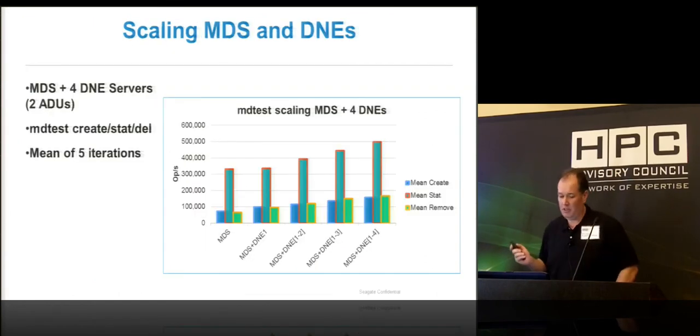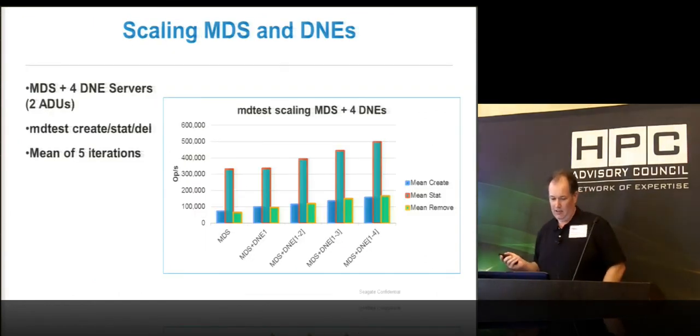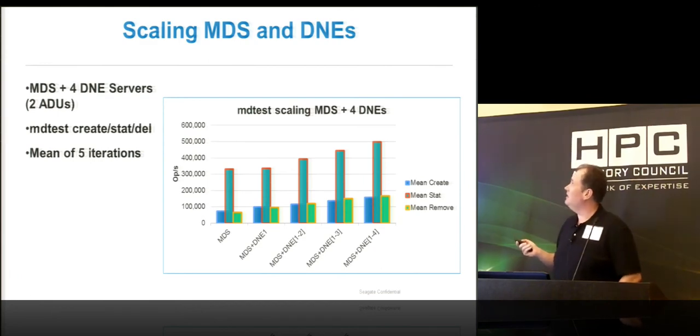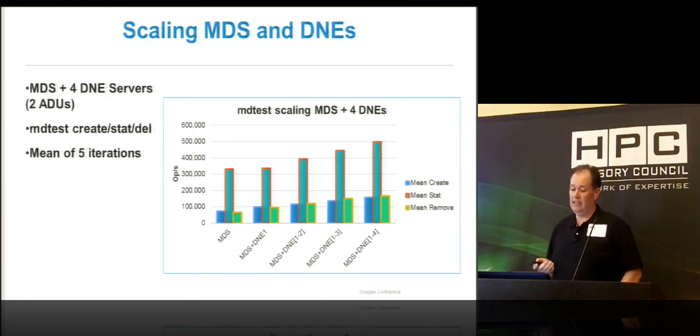So putting on my benchmark hat, it was just too tempting not to run some tests to determine how much speedup you are really seeing as you add more and more DNE servers. The test I ran was with a single primary MDS and then 4 DNE servers. So 4 of these separate servers.